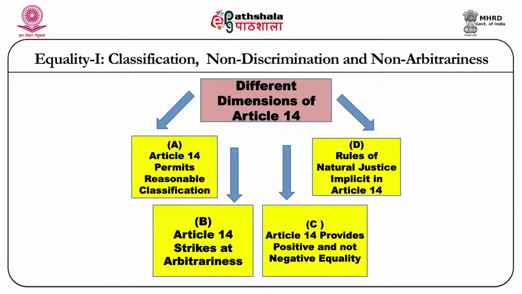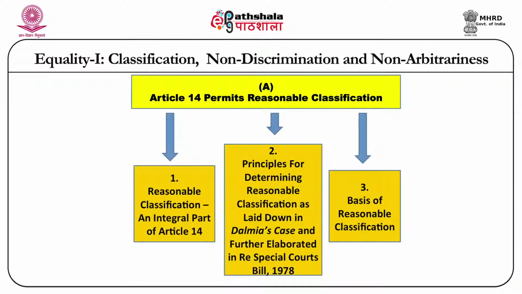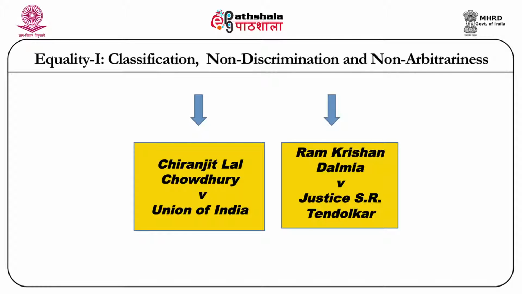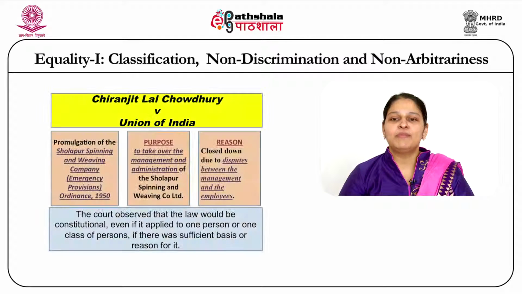There are different dimensions of Article 14. The first dimension is that Article 14 permits reasonable classification. It is an integral part of Article 14. The Supreme Court has emphasized this dimension in Chiranjit Lal Chaudhary versus Union of India. An ordinance, namely the Sholapur Spinning and Weaving Company Emergency Provisions Ordinance 1950, was promulgated with the purpose to take over the management and administration of the Sholapur Spinning and Weaving Company Limited, as the industry concerned was closed down due to disputes between the management and the employees.